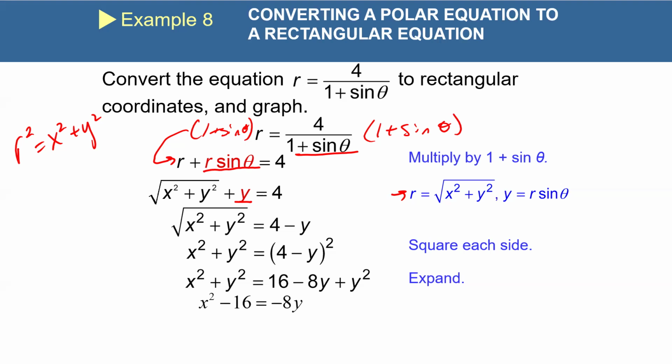What is the last step I need to take to get y by itself? Divide by negative 8. So my rectangular form would be y equals negative 1/8 x squared plus 2.